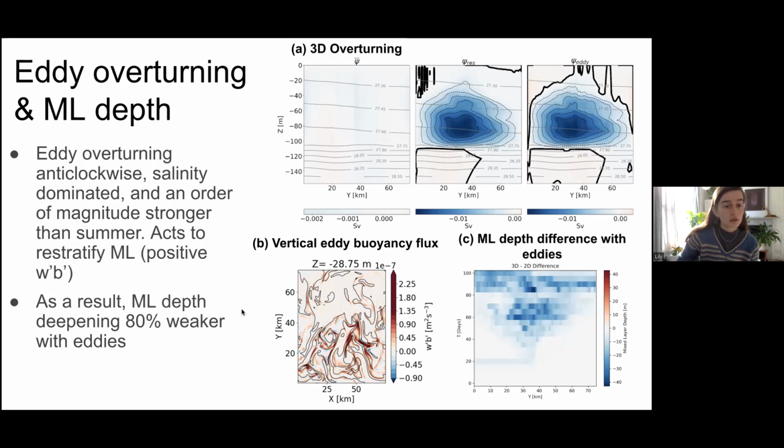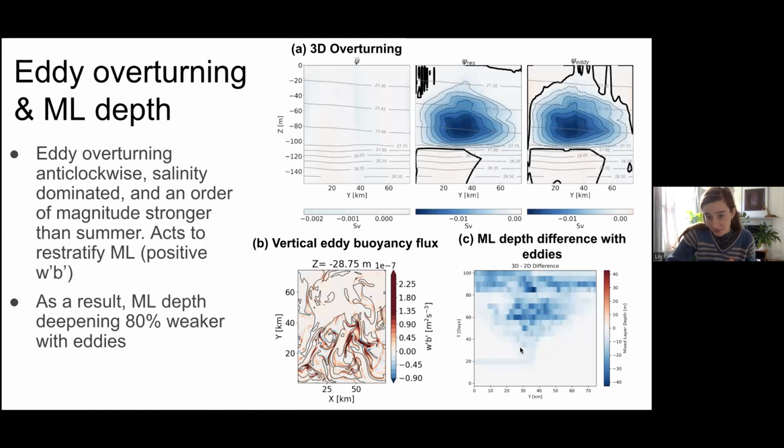So yeah, this overturning by the eddies leads to positive vertical eddy buoyancy flux, which is illustrated here, and the black lines are the salinity contours. So this is fluxes buoyancy upwards, and this means that the mixed layer depth is basically more shallow in the 3D simulation with eddies than in the 2D simulation. So the eddies basically make the mixed layer depth deepening about 80% weaker than without them.